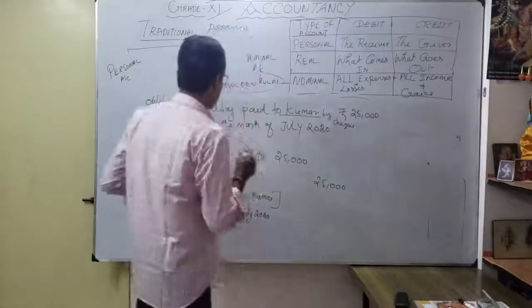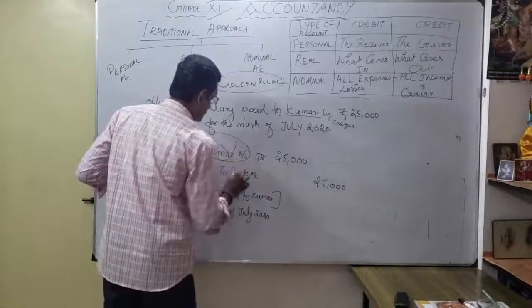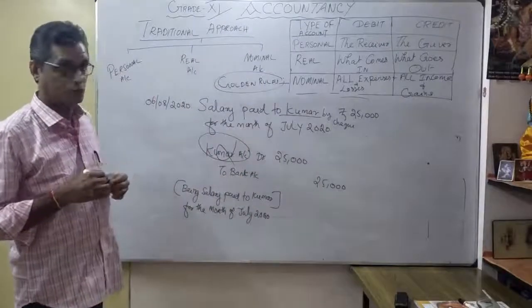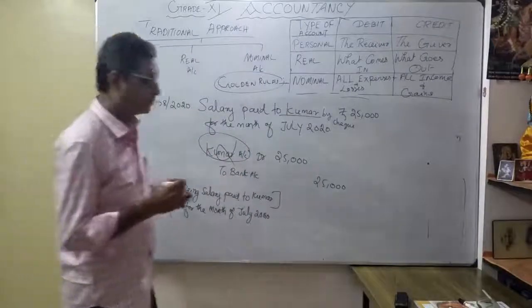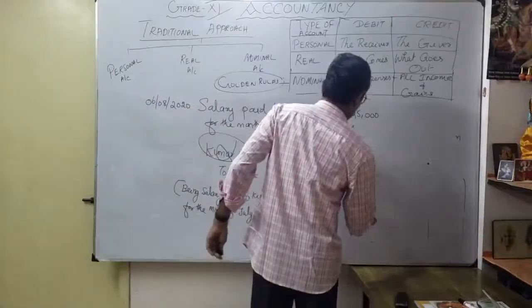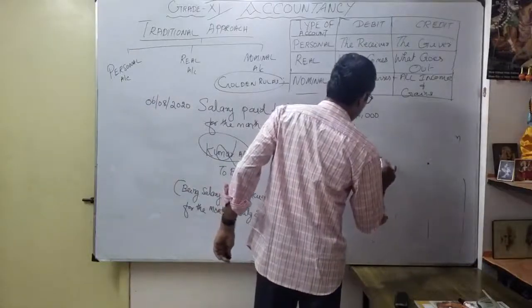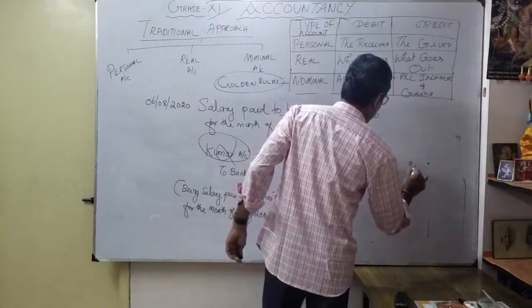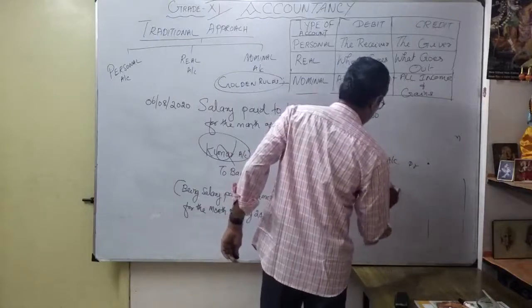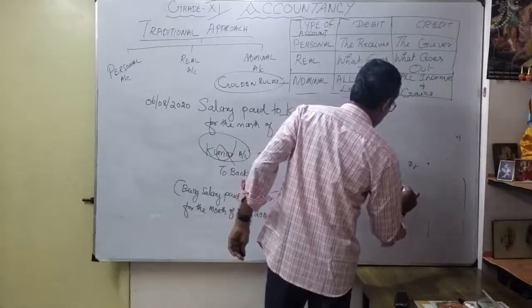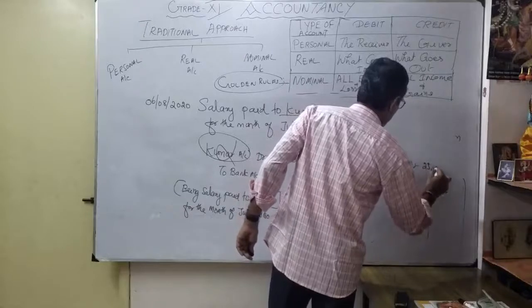So we need not debit Kumar account. You understood? So what do you have to debit? You have to debit here, I will show you: salary account debit to bank account. How much? 25,000.